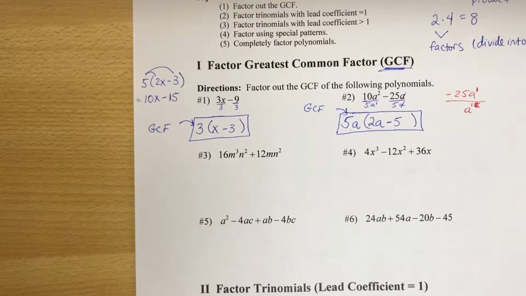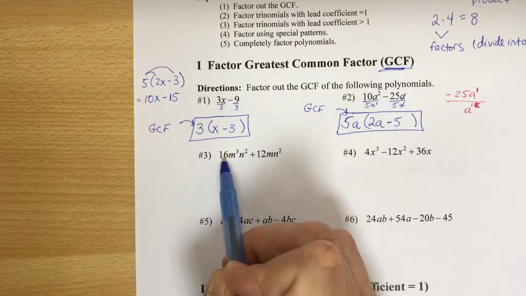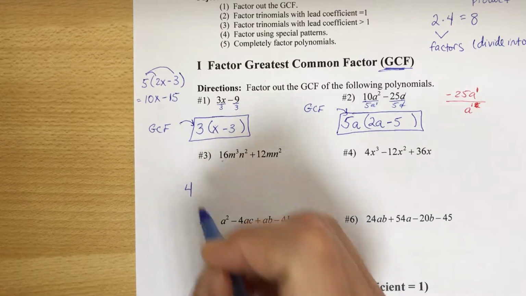All right, let's try number 3. I like to look at the coefficients first, 16 and 12, the numbers in front. Both of those are divisible by 4.